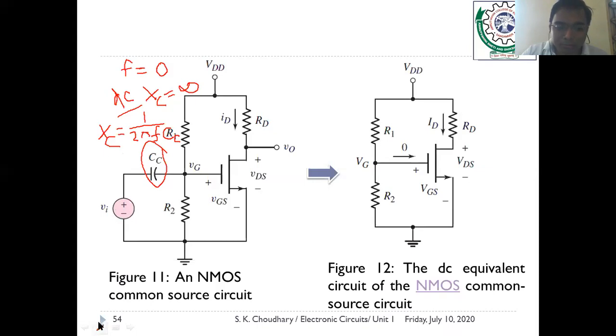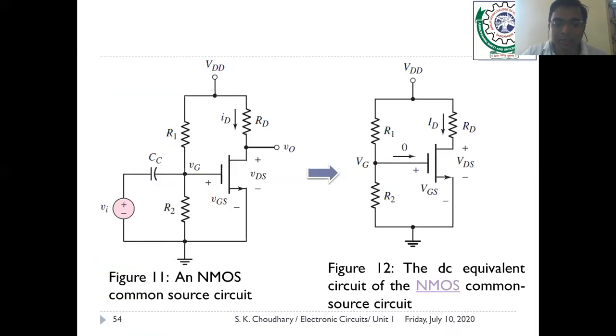Now we have to come to the point of what type of biasing I have used here. So if you see, there are different biasing techniques available for the circuitry. It is not mentioned in your syllabus, but I've just mentioned it a little bit here.